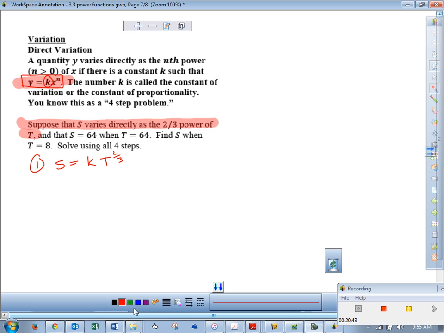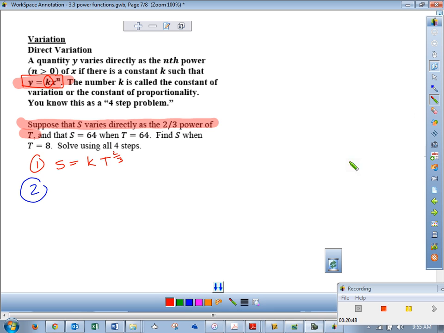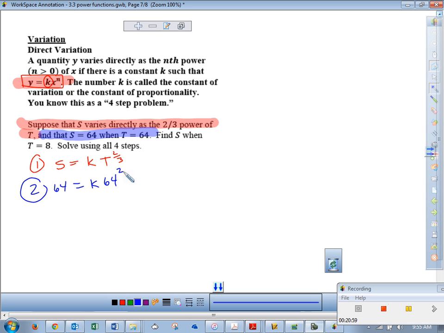Okay? Step 2, substitute in stuff that they tell you. They now tell you this here in blue, that S is 64 when t is 64. So they say S is 64. K I still don't know, but t is 64, and that's being raised to the 2/3 power. Cool? Step 3, solve for k. So now in this blue equation, we have everything but k. You can do 64 to the 2/3 power if you want to.